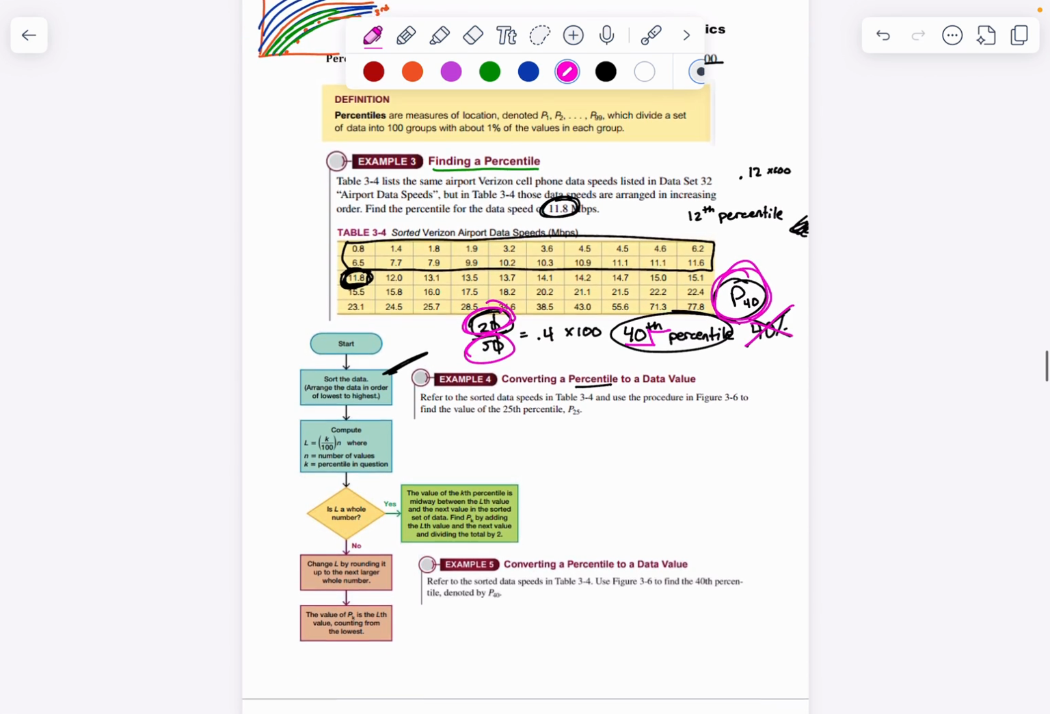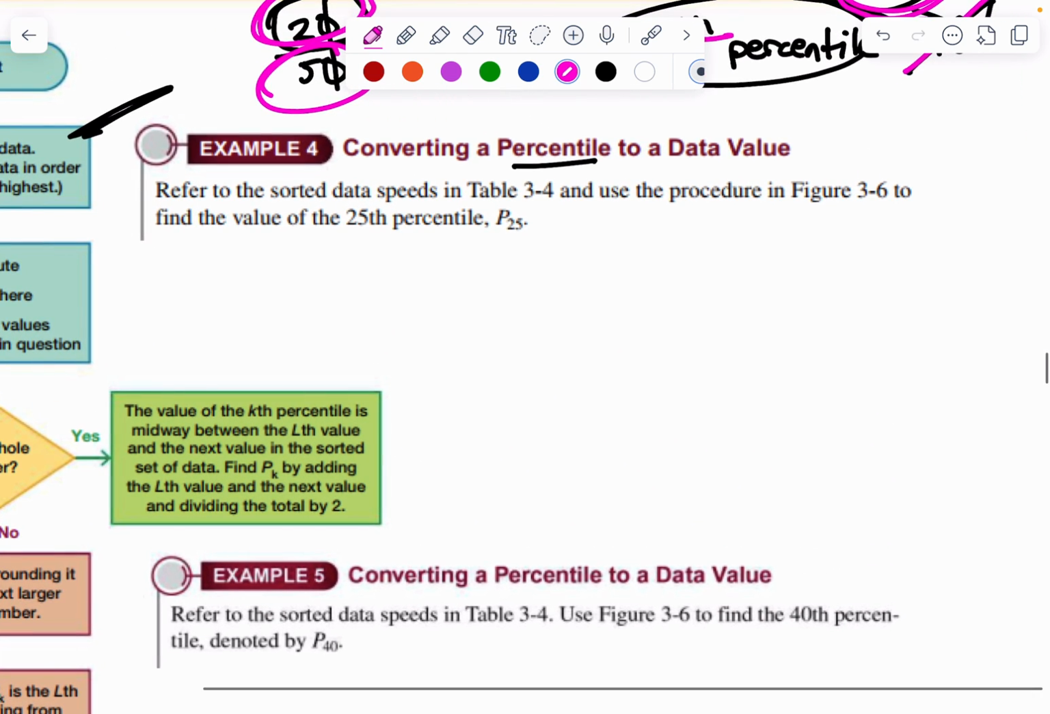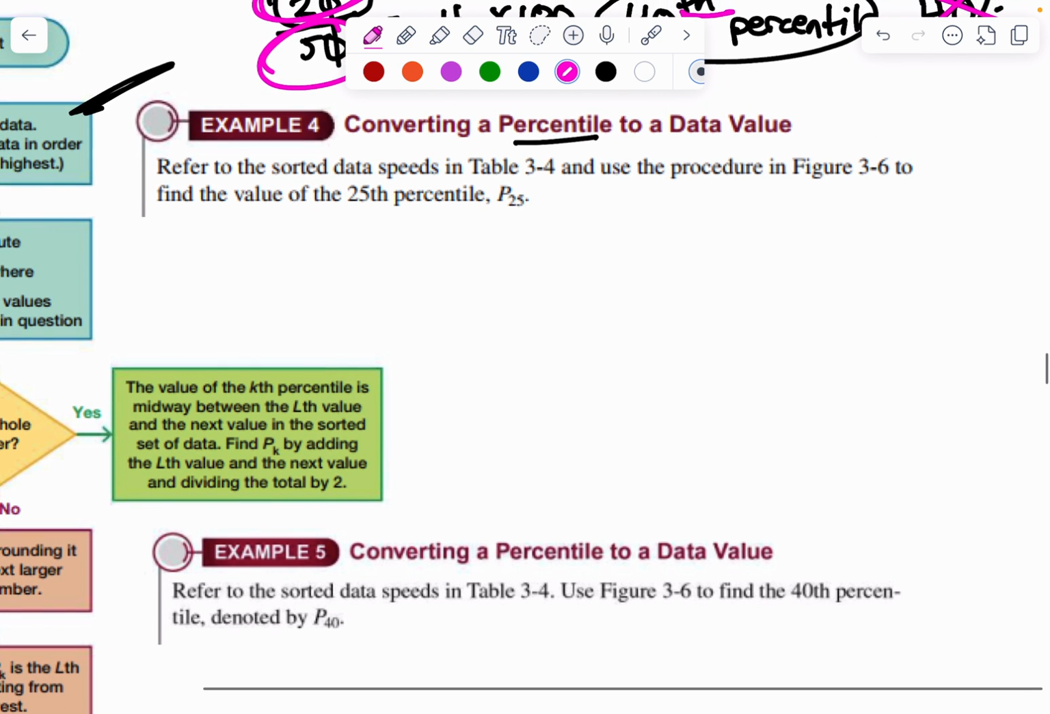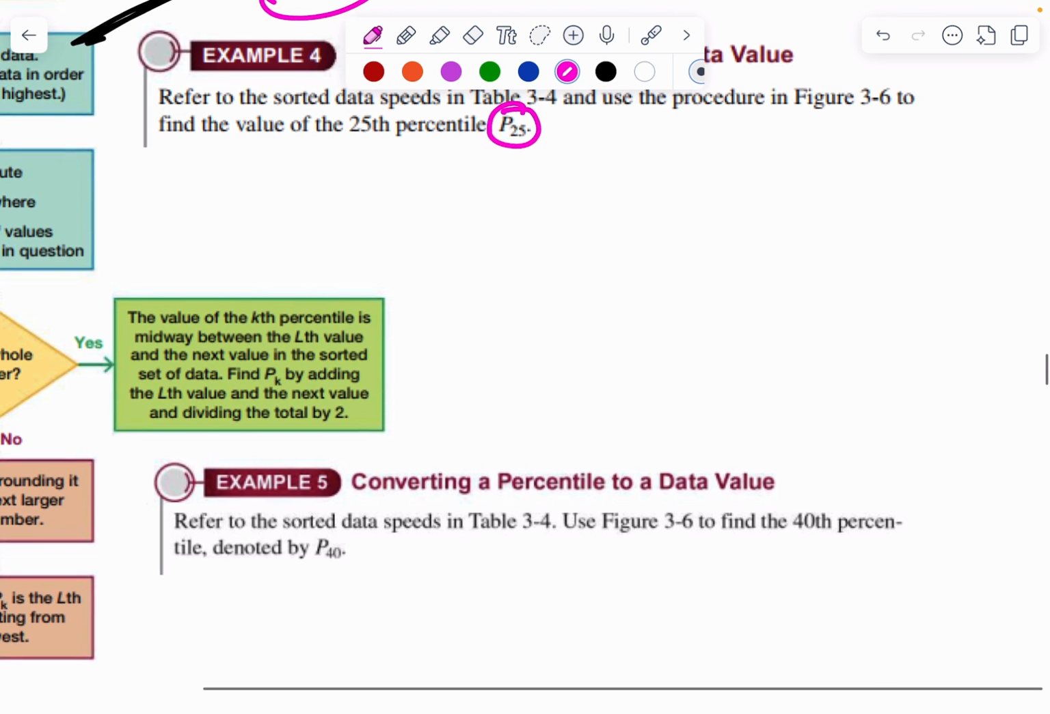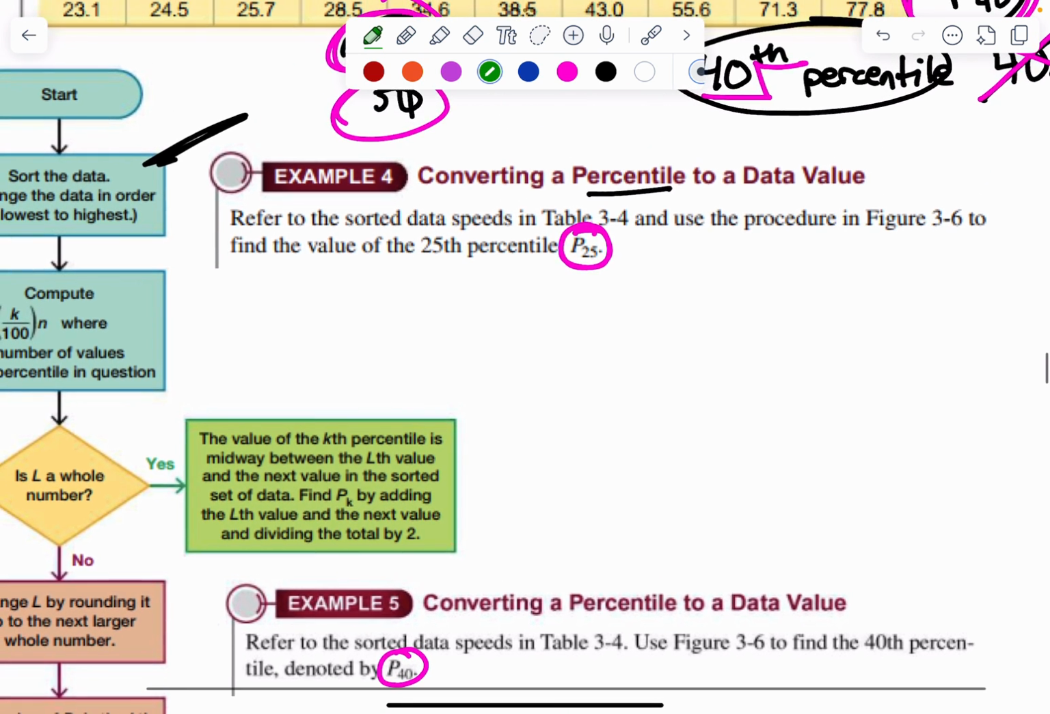Pretty easy way. But when we have things where we're converting from P25 to the actual number, this is where it gets a little bit more difficult, okay? So watch this process, and there's a little bit of a different process when you're doing ones where it comes out even versus it comes out as a decimal. So I'll show you how that works, okay? So here we go. Ready?